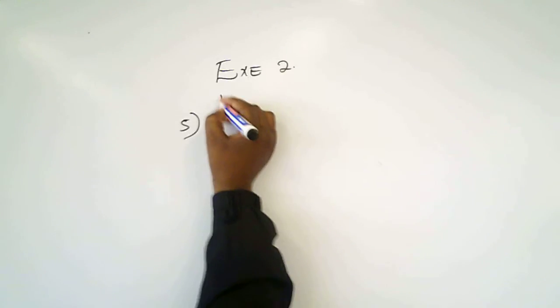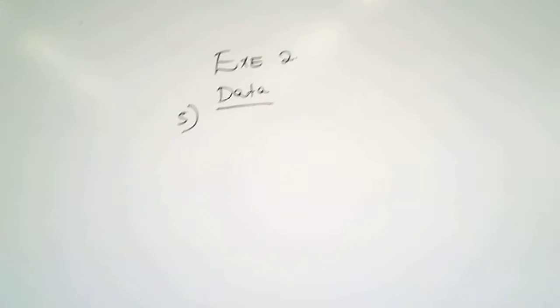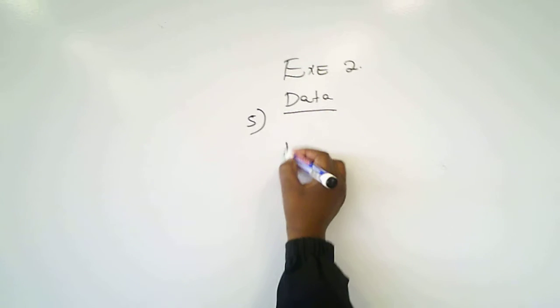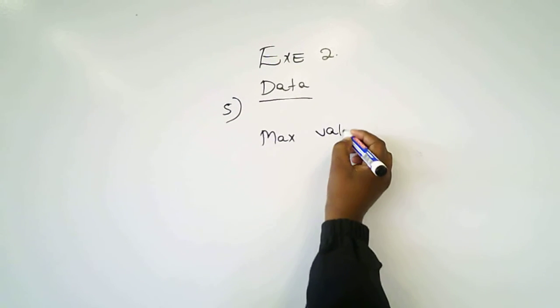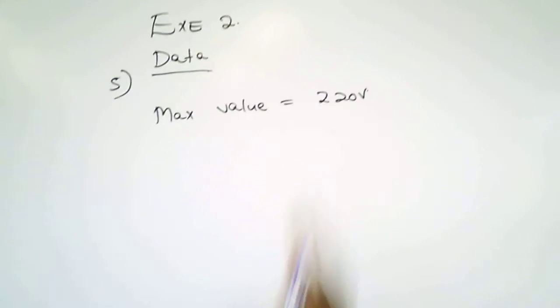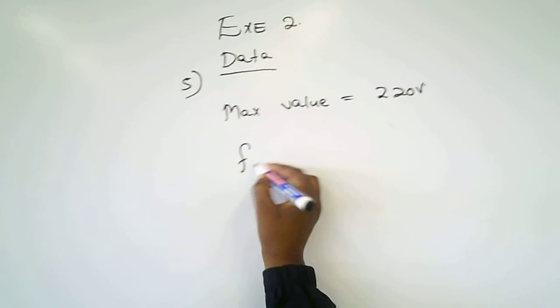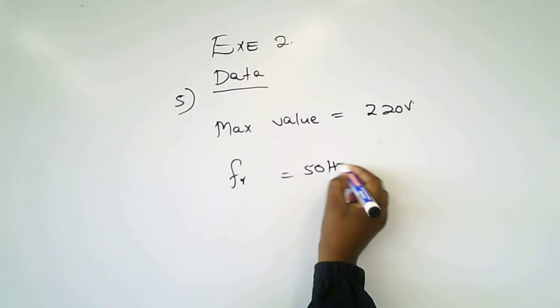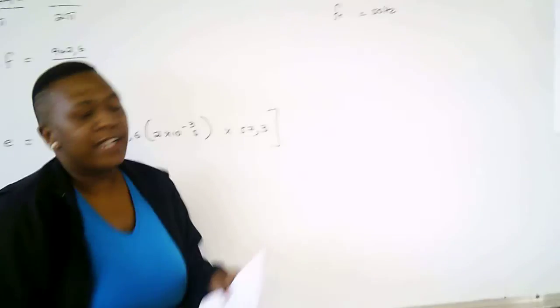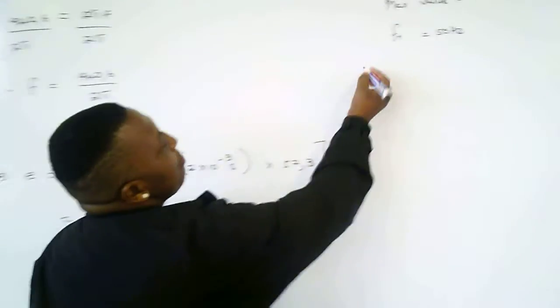Make sure you are writing down the data that is given so that you know what you have and what you don't have. Number 5, they're talking about a sine wave with a maximum value. We have the maximum value here of 220 volts and the frequency of 50 hertz. And they say calculate the effective value, the average, and the form and the crest factor. Talking about the effective, we're still talking about the RMS. It's another name that is used for the effective.